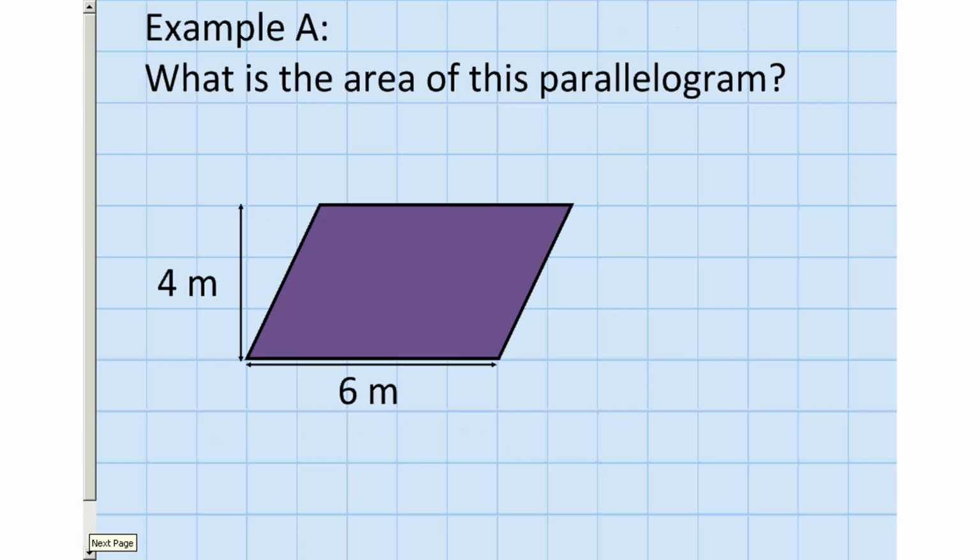So for example, what is the area of this parallelogram? We've got a base of 6 meters and a height of 4 meters. So the area is 6 times 4, which is equal to 24. Now this time the measurements were in meters, so it's 24 meters squared.